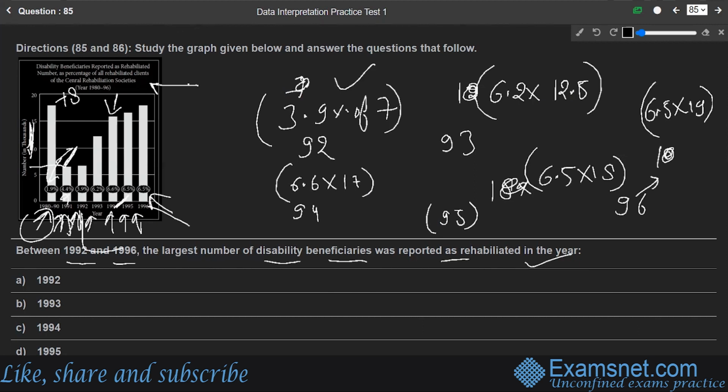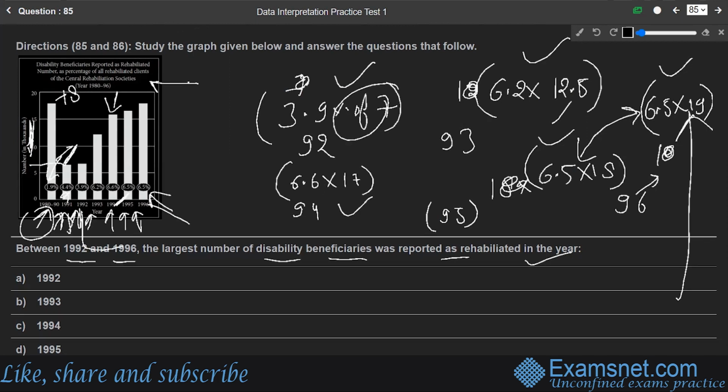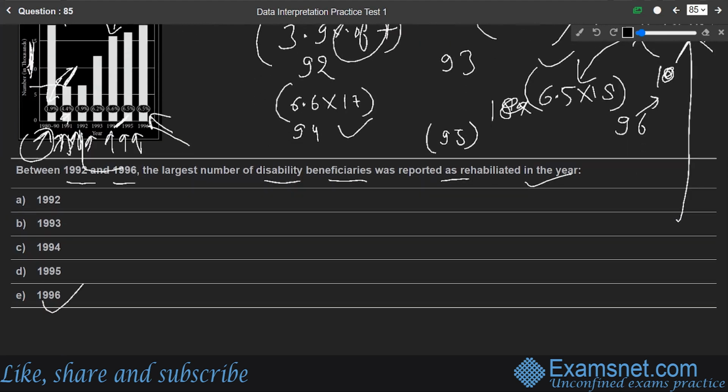So we are supposed to look at this data and find out which is the highest value. By observing the data, 3.9% of 7 will be very much less, 6.2% of 12.5 will be very less, and 6.6% of 17 will be very much less. So the highest value should be between 6.5% of 18 and 6.5% of 19, and clearly it is 6.5% of 19. So the year 96 is our right answer, which has the largest number of disability beneficiaries reported as rehabilitated. Option E becomes the right answer, 1996.